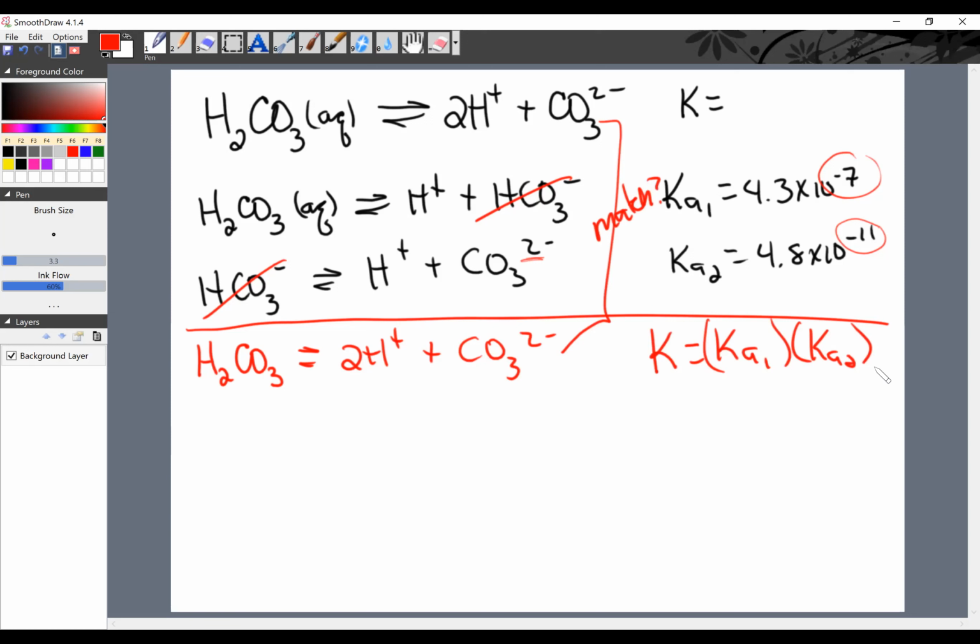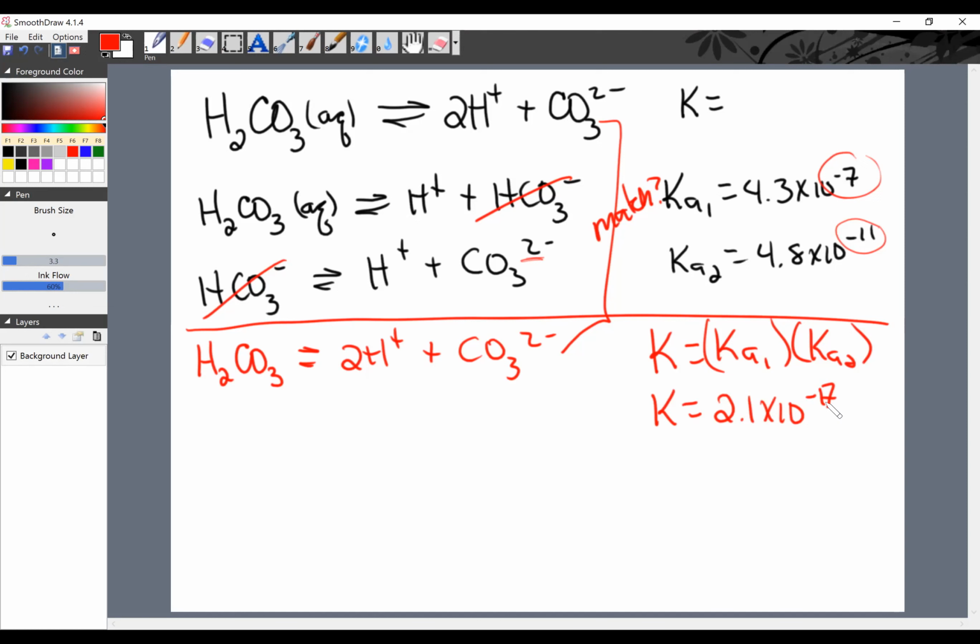That is 4.3 to the negative 7, 4.8 to the negative 11, 2 sig figs. So K is equal to 2.1 times 10 to the minus 17th. Whoops, 17th. Ow, that definitely doesn't want to come off at the same time. Let me double check those numbers. Yep, 2.1 times 10 to the minus 17.